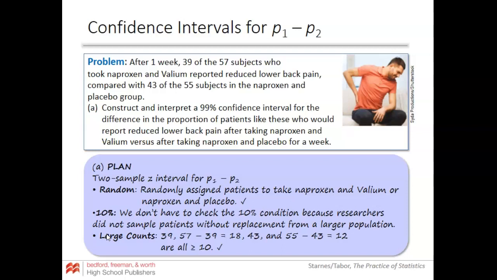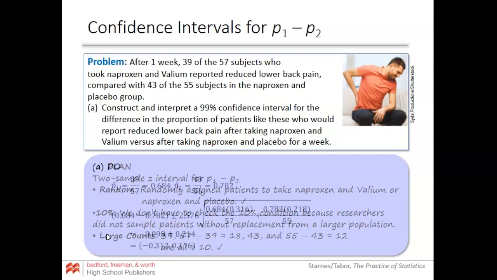The two groups that are randomly assigned, these two groups are set, so the independence is not a concern. Large counts, however, we still need to check. And we need to make sure that we have a large enough group that are saying yes and no in both groups, and in this case we do.